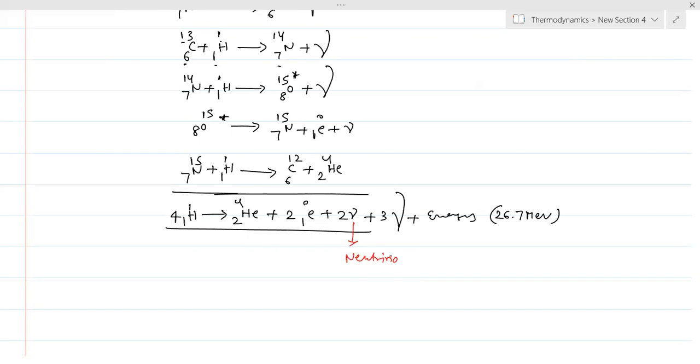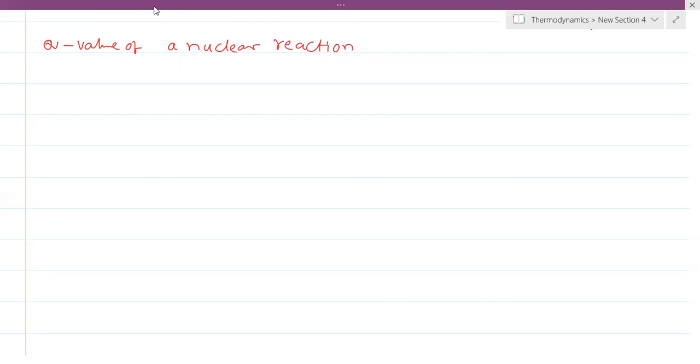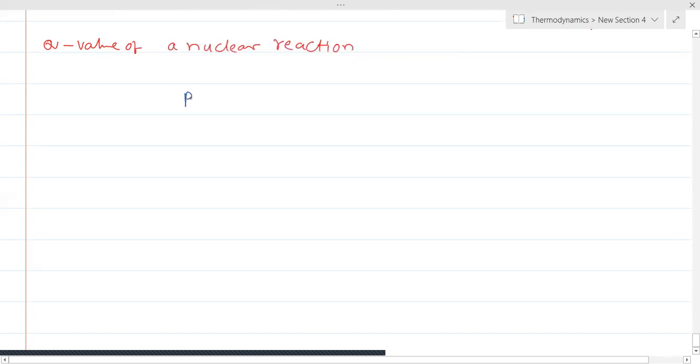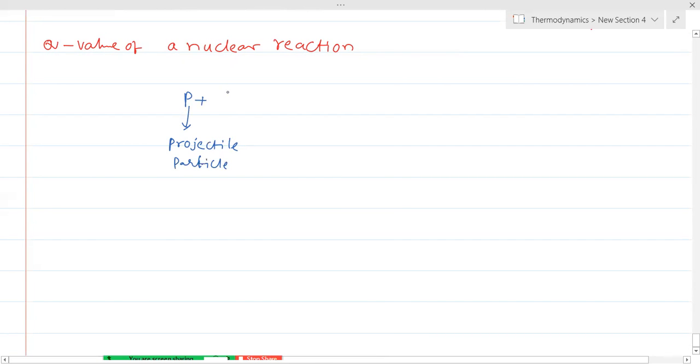So after this, we used to think of the nature of the reaction, that is the Q value of a nuclear reaction. So we will take the parent nuclei plus a projectile particle. Let us say B is nothing but a projectile particle, by which we start the reaction, and T we are taking as the target.